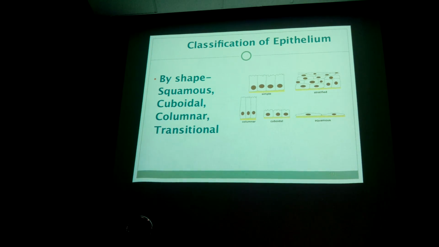It would just be transitional epithelium, whether it's simple or stratified. Transitional would be stratified by its very nature, because it's transitional in the layer. So it would have to be stratified if it was transitional. And is that what you're asking? Yeah.